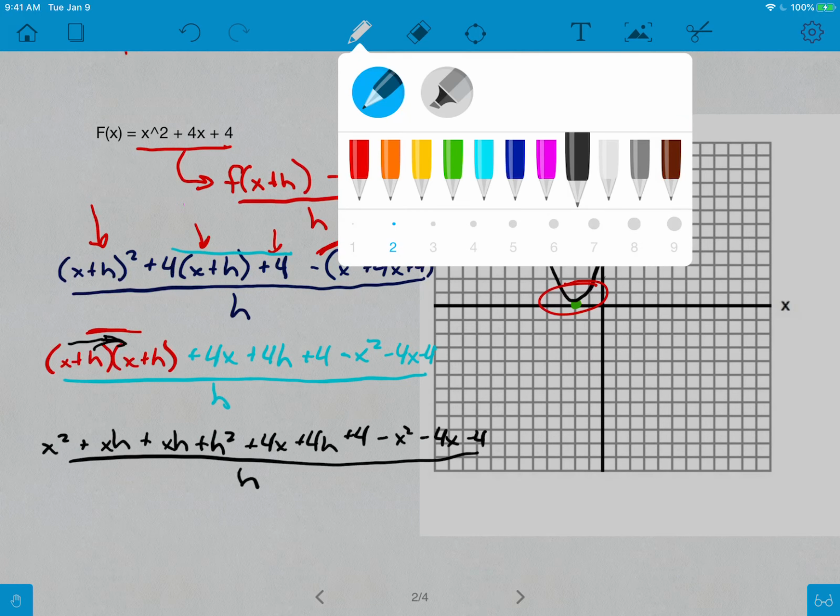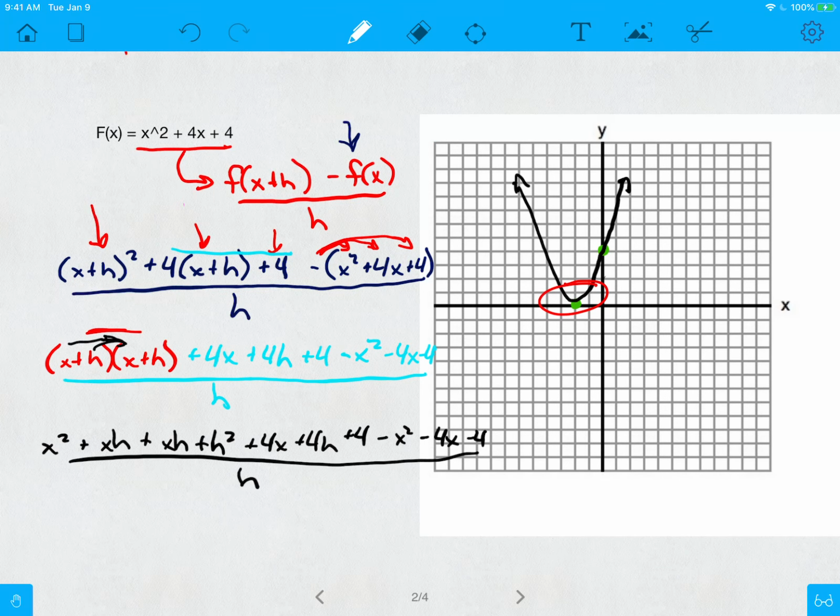And what we talked about in class is, how do you know if you're doing this correctly? Well, here's how you know. At this point, things should start to cancel. Things that do not have h's will cancel out. And you're seeing that. The 4 is canceled, the x squared is canceled, and the 4x is canceled. Because you're subtracting the original function, and so it should cancel those terms out, and those terms do not have the h's on them. So what I'm left with here is 2xh's plus an h squared plus a 4h all over h.